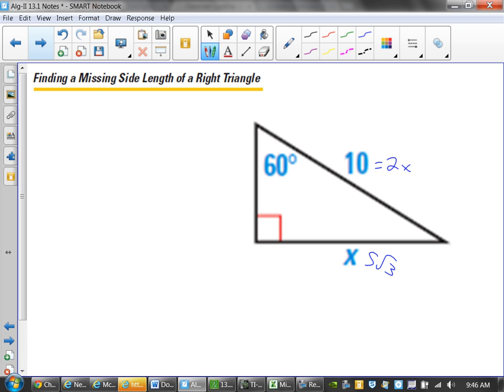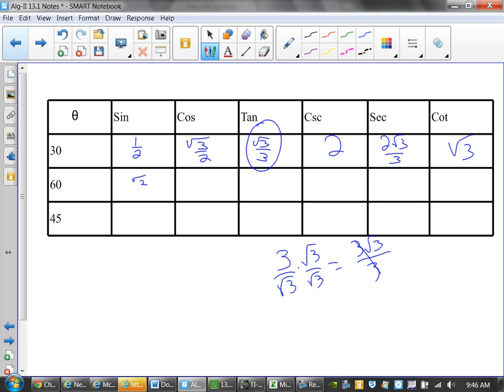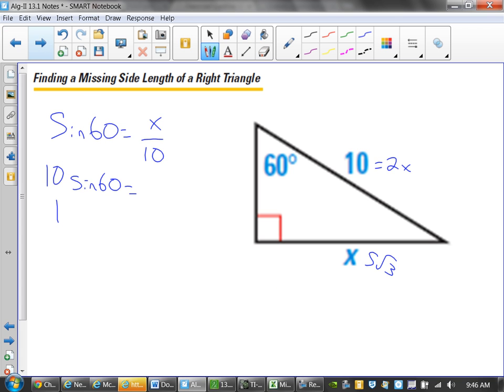Could you use sine, cosine, whatever? Sure. But use sine. I know that the sine of 60 is x over 10. Which basically means when I have to solve for that, what do I do? Multiply by 10. So I multiply by 10. Well, sine of 60 was what? Do you remember? Root 3 over 2. So you get 10 root 3 over 2, otherwise known as 5 root 3.